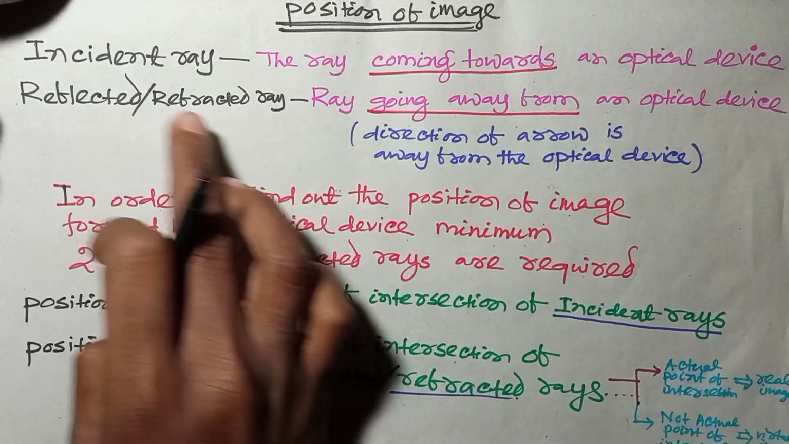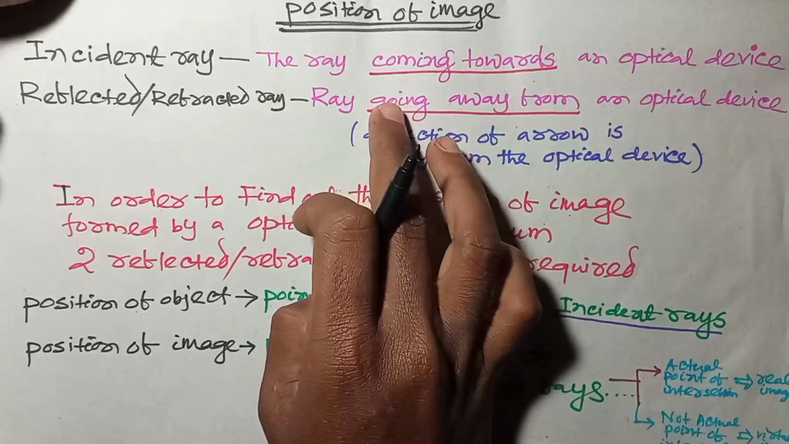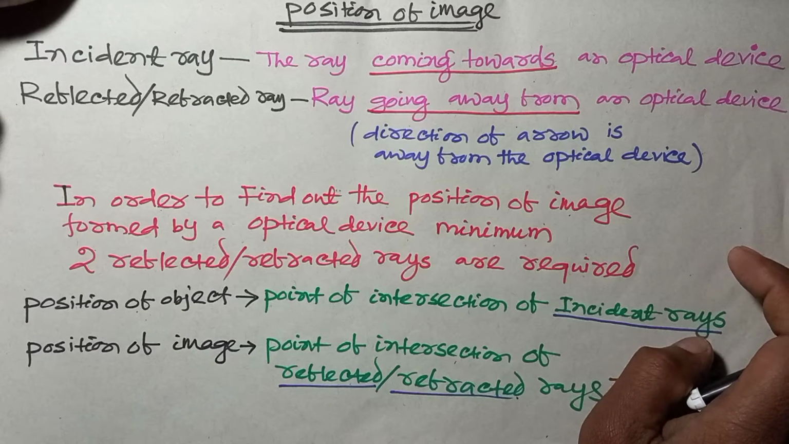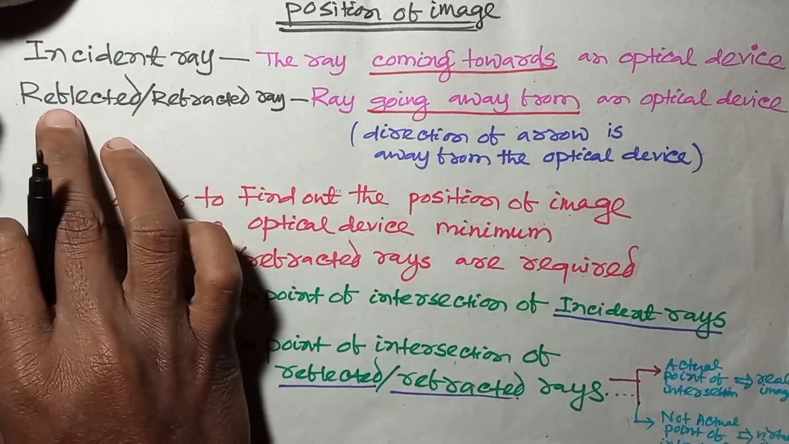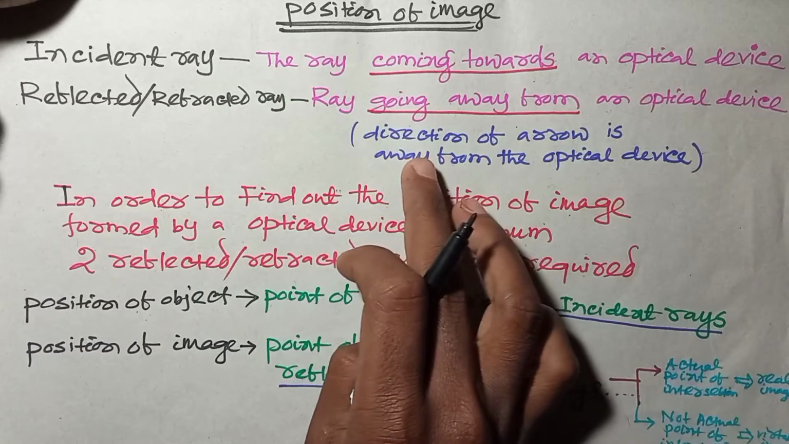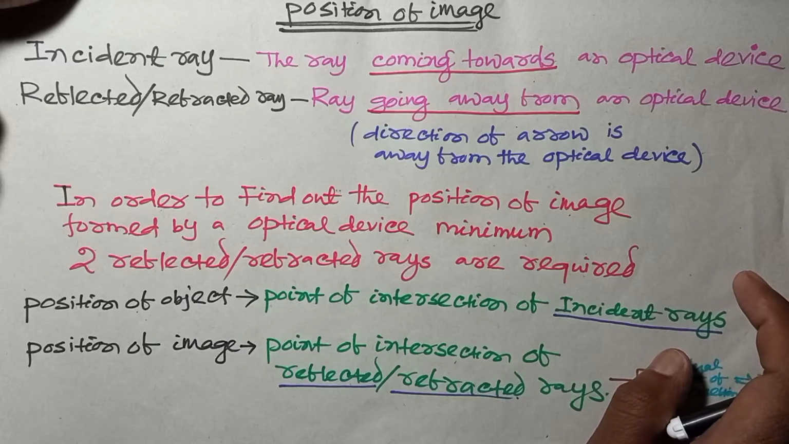Now what is a reflected ray or refracted ray? The ray which is going away from an optical device is known as a reflected ray or refracted ray. In case of a reflected ray or refracted ray, the direction of the arrow is always away from the optical device.